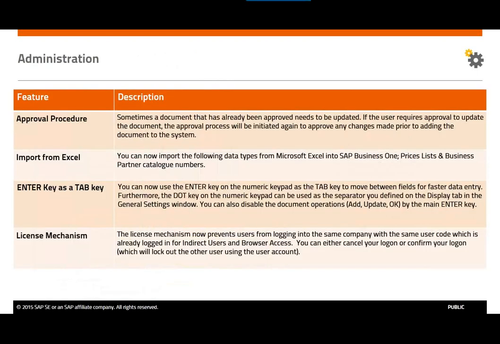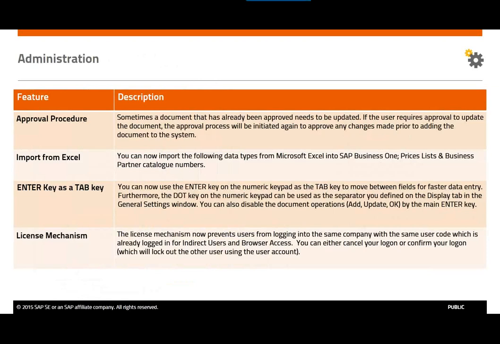So a couple of other things in the administration functionality. The approvals procedure. Sometimes you get a situation where a document's already been approved and it needs to be updated. So if that document requires approval to update the document, the approval process will now be initiated again to approve any changes made prior to adding the document to the system. So before, you only got one bite at the cherry when you were doing an approval. Now if you change the document, it didn't rerun the approval, now it does. So that's a really cool enhancement to the approvals process.